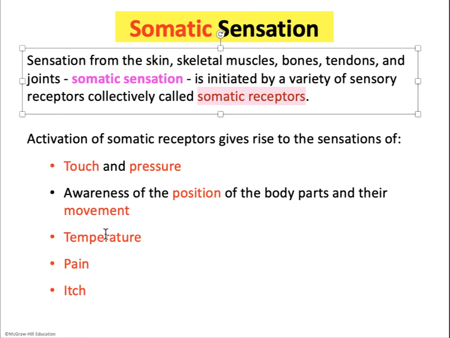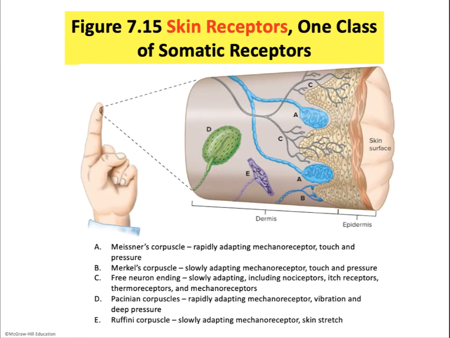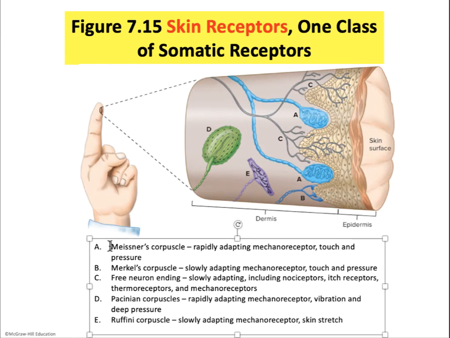They also allow us to determine temperature, pain, and itch. Our skin is loaded with many different types of sensors simply because that skin is in contact with the external world. Information from that environment is fundamental in our survival, therefore we need to detect it. Please learn the different names of the different receptors and what they detect.